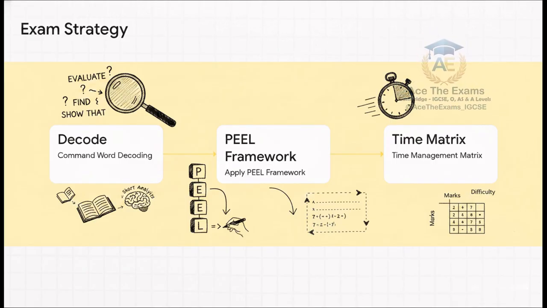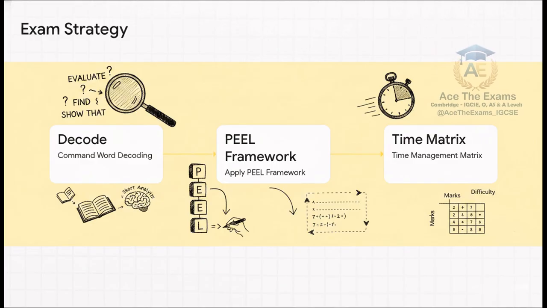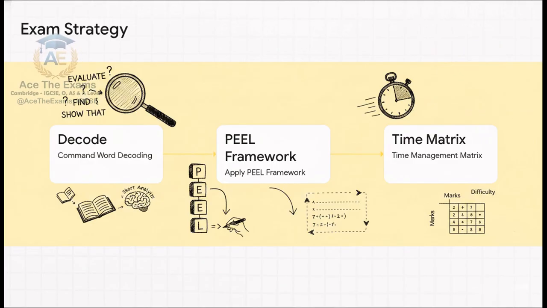Step 2. PEEL framework application. Structure your mathematical reasoning. Make your points. Show your evidence. Explain your steps. Link to the context. Step 3. Time management matrix. You must recognize instantly if a question is a quick 2-mark procedural application or a massive 7-mark cross-topic comparative analysis and invest your time accordingly.